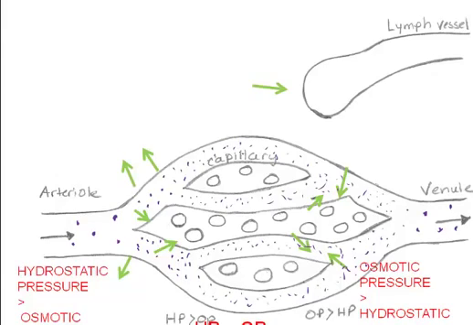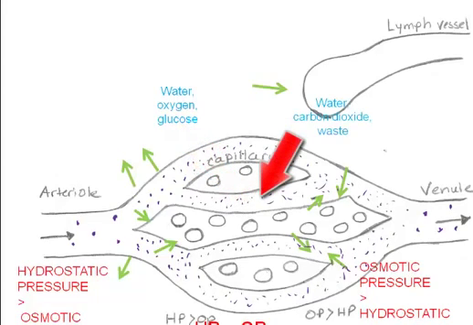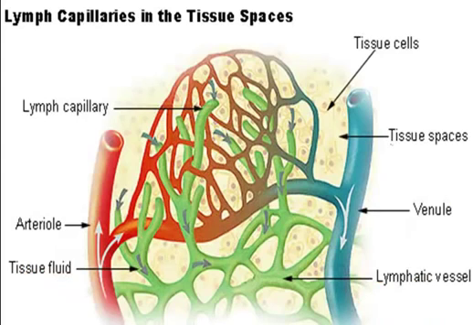Solutes now diffuse according to their concentration gradients. Nutrients like glucose and amino acids and oxygen diffuse out of the capillaries, and wastes like carbon dioxide diffuse into the capillaries. Red blood cells and almost all the plasma proteins remain in the capillaries. Only small substances leave.